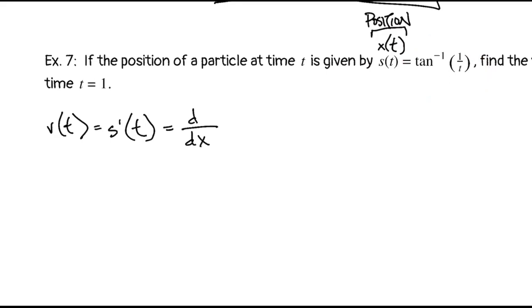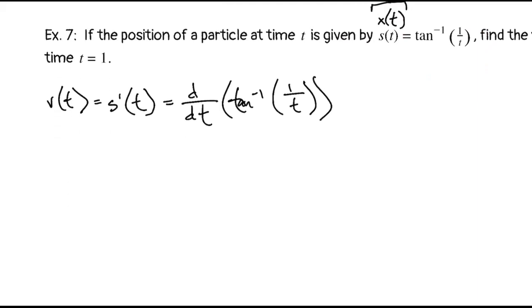And if you write dx here, that would be wrong. Why would that be wrong? We're taking a derivative with respect to t, not x, right? And so we're going to take the derivative of that inverse tangent 1 over t, right? Now, what rule or rules do we need? And I saw someone say chain rule here. What do we think? Do we agree? Do we disagree?